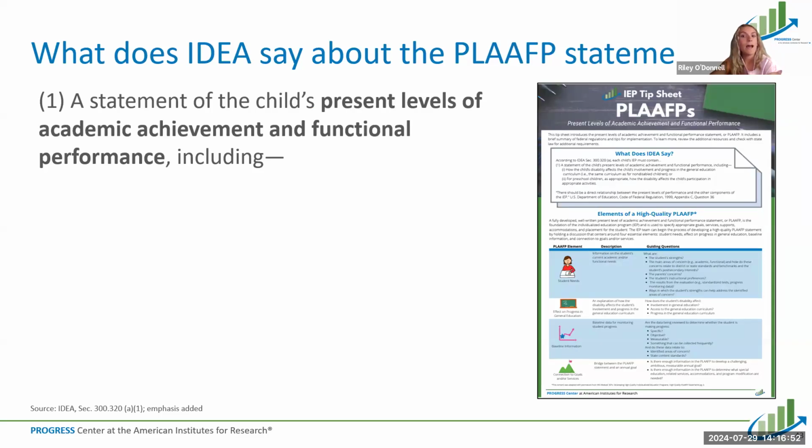So let's take a minute to review what IDEA says about the PLAF statement. IDEA specifically says that the PLAF statement is a statement of the child's present levels of academic achievement and functional performance. One thing that you might notice stands out here is that there is an "and," which we have highlighted here in red, between academic achievement and functional performance. And this is important because information about the student's academic achievement and functional performance is essential because IEP teams must ensure that students with disabilities have supports that address all areas of need. This means that even if a student does not have an academic or functional performance need, both must be addressed in the PLAF statement.